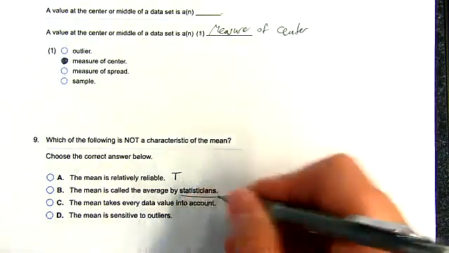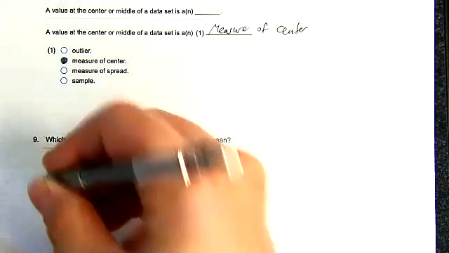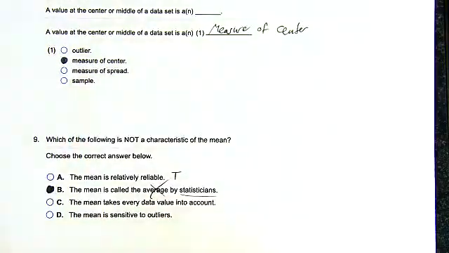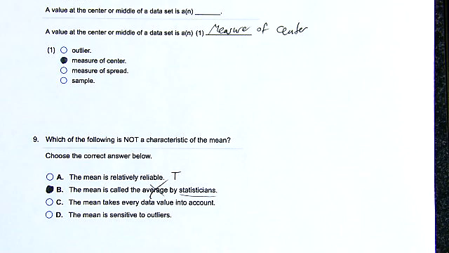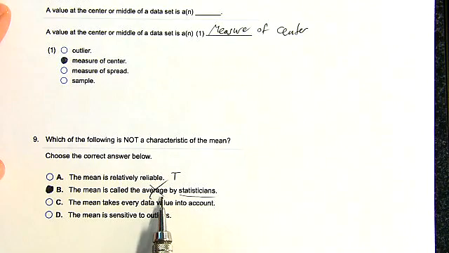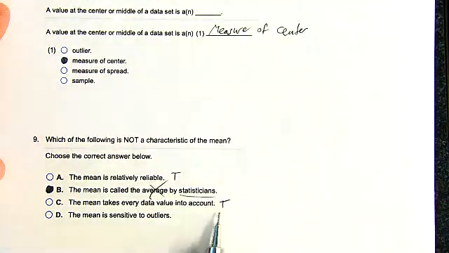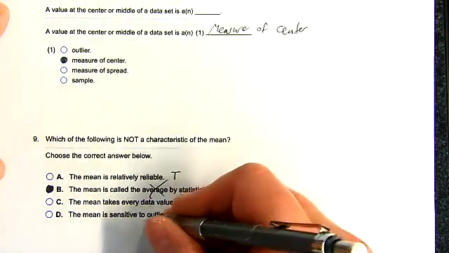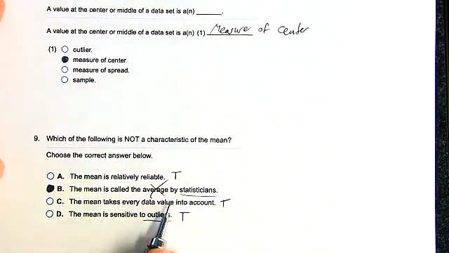So statisticians hate this word. I don't know why. Well, I do know why, but I don't know if I agree because everyone else uses it. Average, they say, has kind of been hijacked by people to explain things that are just a description of people instead of a mathematical statement. The mean takes every data value into account. Yes. So you add up all the numbers, which is all of them, divide by how many you have. The mean is sensitive to outliers. We will learn this, but this is also true. So all of them are true except for this one.